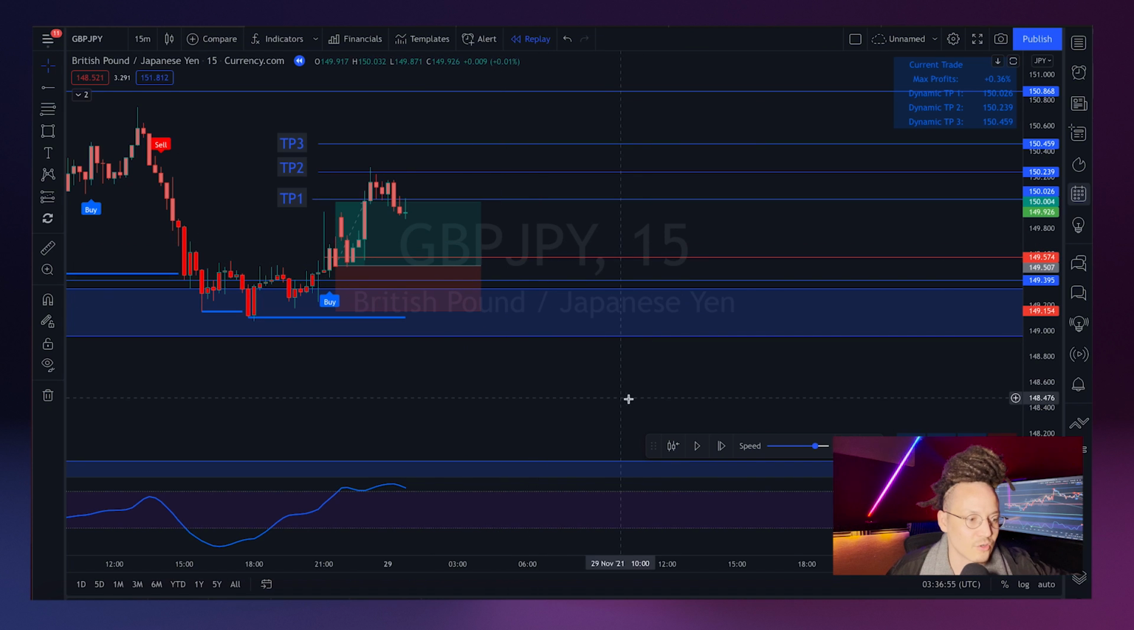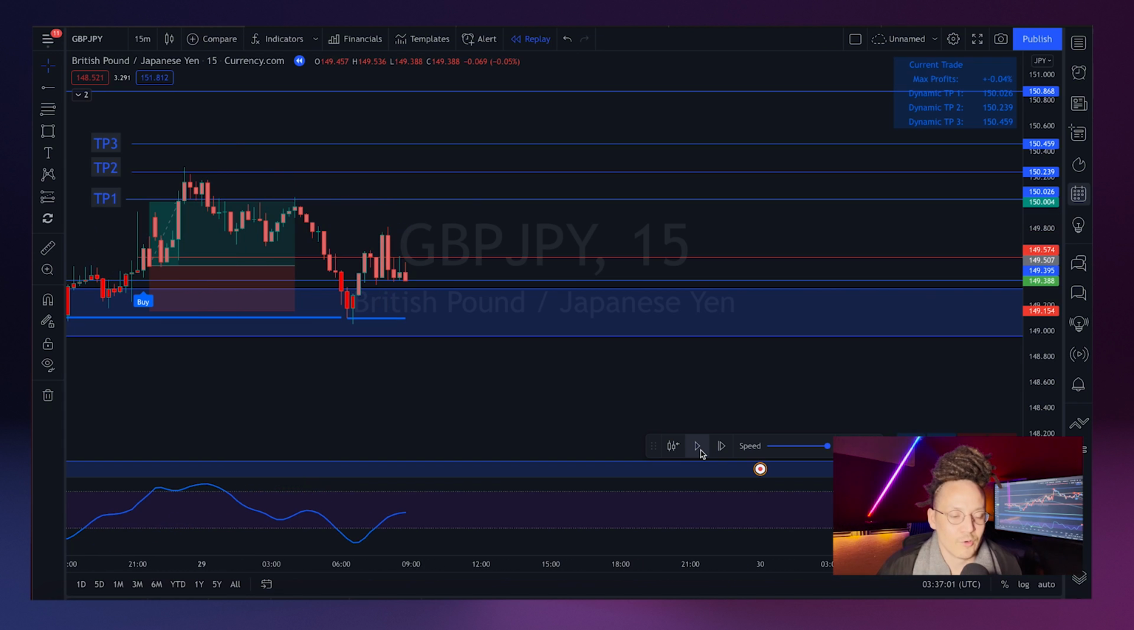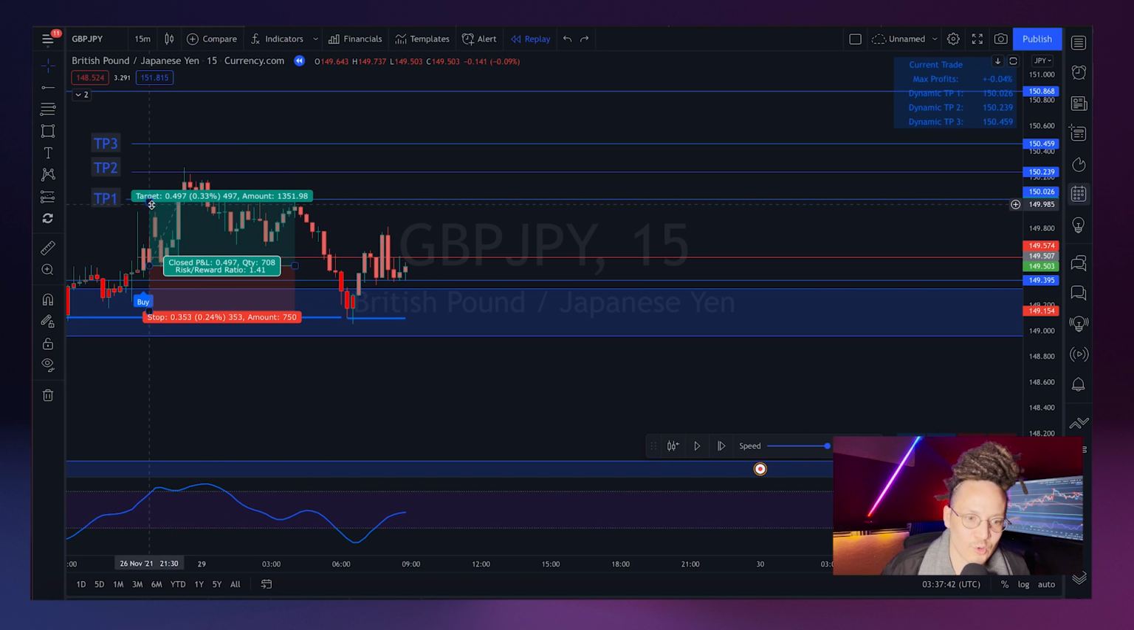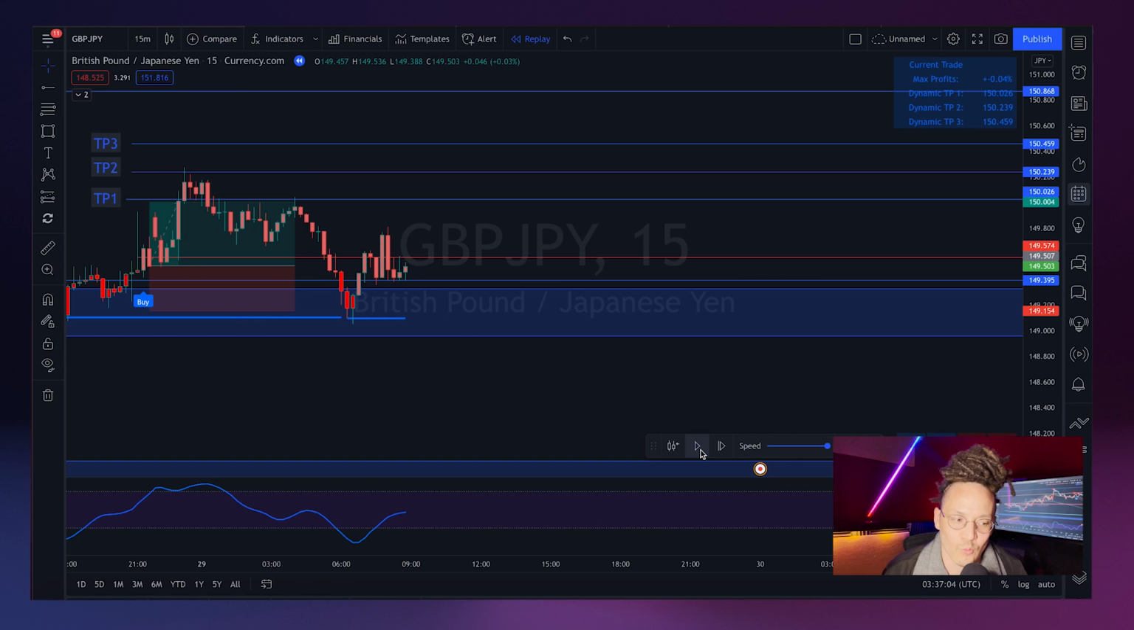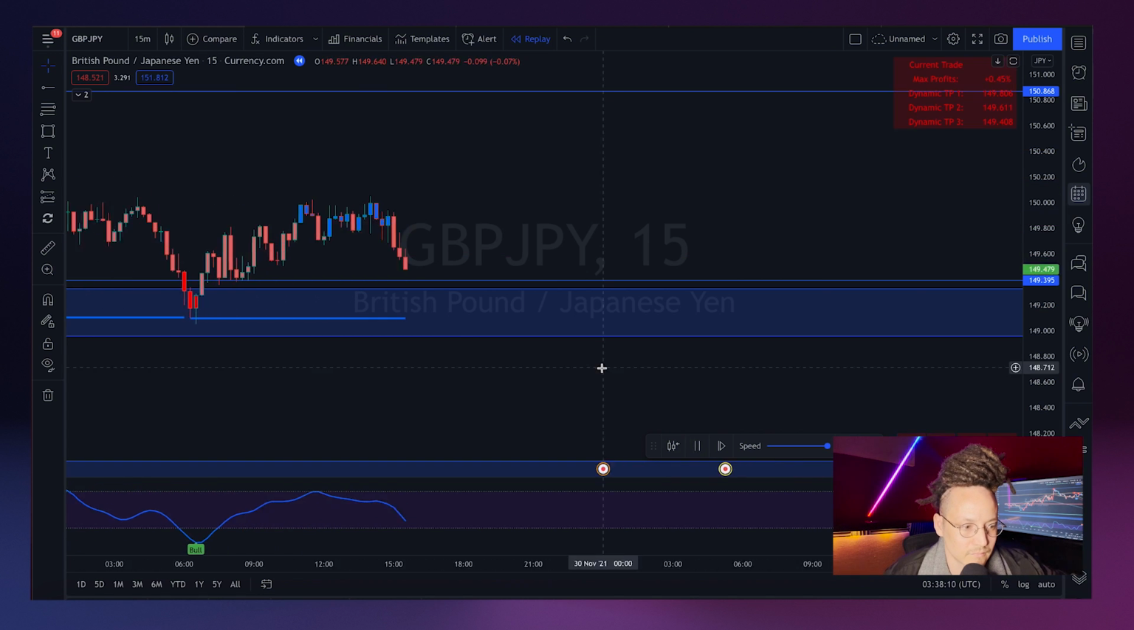Okay, let's go ahead and fast forward. Boom, we're out of the market. That was secured, 49 pips for the first TP and another 68 pips for the second TP. Now let's go ahead and wait for the next signal.